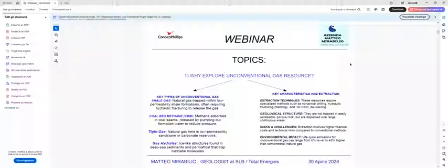The environmental impact: we also pay attention to environmental impact. The life cycle emissions for unconventional gas can range from slightly lower to 40% higher than conventional natural gas.